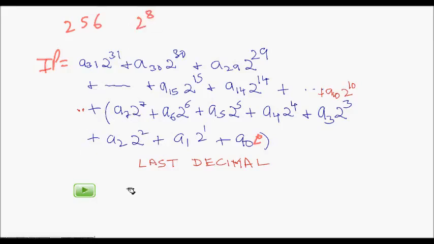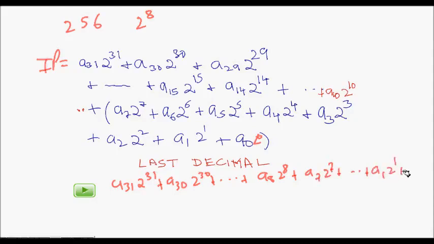So your IP address will be A31 2 to the power of 31 plus A30 2 to the power of 30, and it will go up to, let's say, A8 2 to the power of 8 plus A7 2 to the power of 7, down to A1 2 to the power of 1 plus A0. Okay, so this is there.